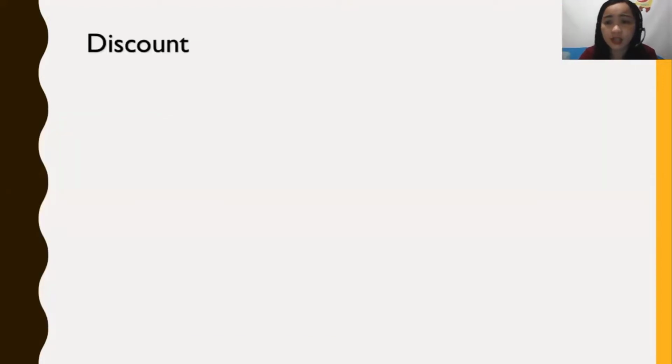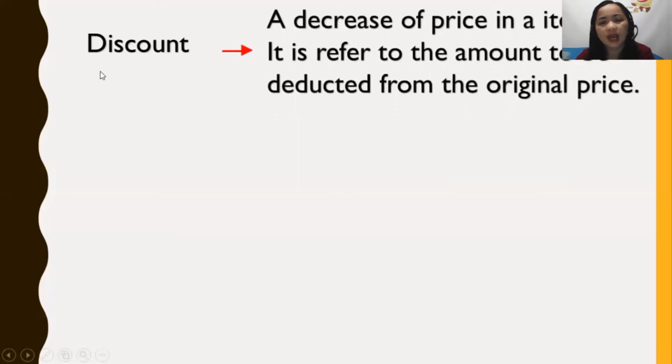So now, here, we have first the terms that we are going to use in this problem. The first term is the word discount. So when we say discount, a decrease of price in an item. It is referred to the amount to be deducted from the original price. So example, sa mall, actually minsan, di ba tayo mga Filipino, lagi na lang tayo, wala bang tawad? Diyan tayo mahilig yung tawad.